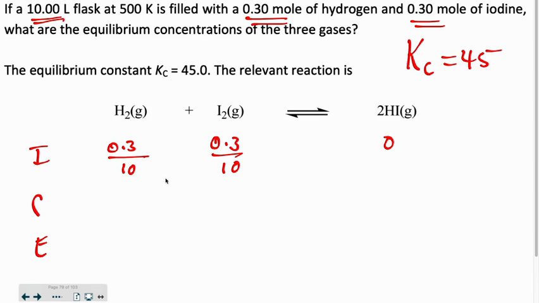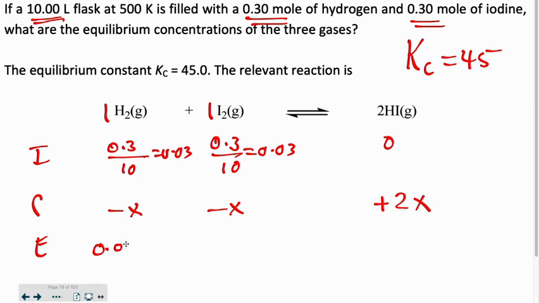So when we are looking at this here, my change line is going to be negative x for this, and it is going to be negative x for I2, and it's going to be positive 2x for my HI. Once again, it follows the stoichiometry of your equation. How much do I have at equilibrium? Well, when you solve this, you get 0.03, and this is also 0.03. At equilibrium, I have 0.03 minus x, 0.03 minus x, and then I have 2x.